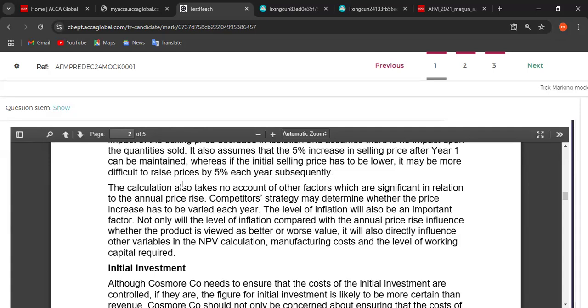Very important point, what the examiner is trying to say. The examiner is saying, we have said that the price will increase by 5% every year. You cannot just increase it. First of all, you have to check the customer demand. Then maybe you have to check the reaction of your competitors as well.